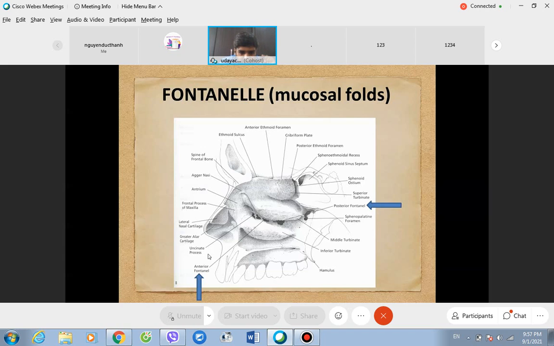This is the anterior fontanelle and this is the posterior fontanelle. If this is the uncinate process, the natural ostium will be located somewhere behind this.